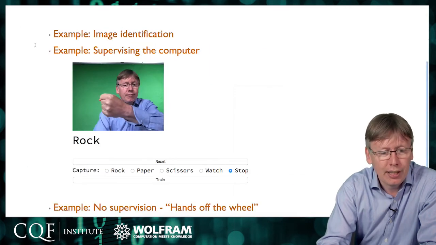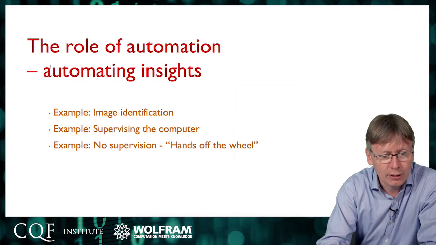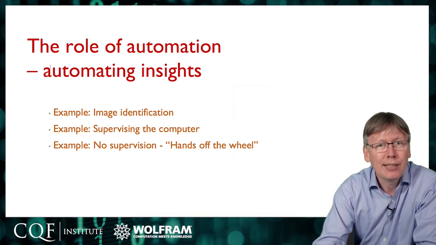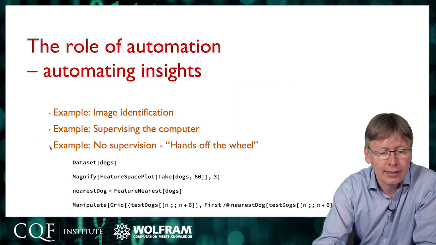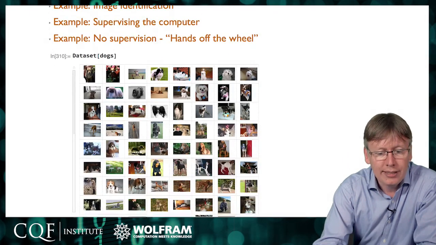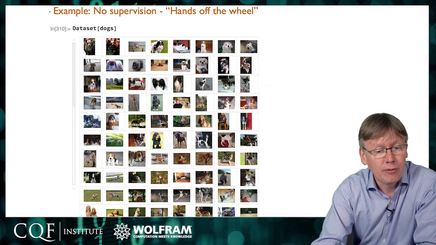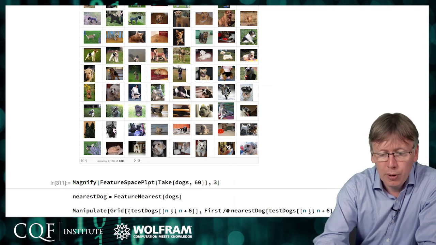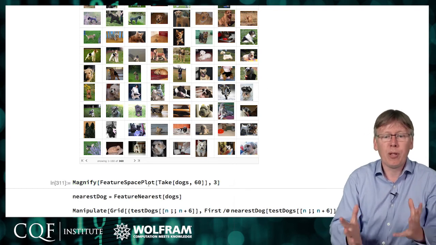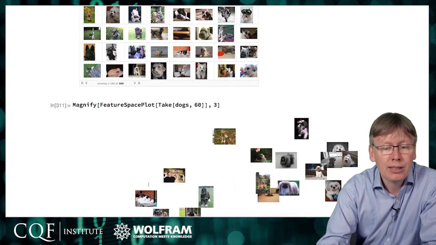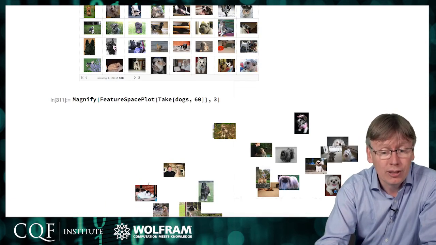Now, as machine learning research makes further advances, we're moving more and more into the world of no supervision at all, a completely hands-off-the-wheel approach to data science. So here's a data set of dogs. They're just a bunch of photographs of different breeds of dog. And what I want to do is to take that and have it put those onto a plot and group them according to the features that it sees. So there's no data here at all. The dogs are just pictures of dogs. I haven't even told it they're dogs.